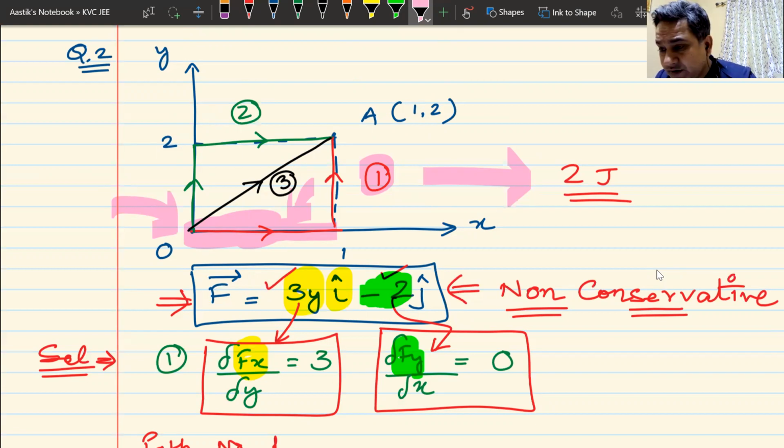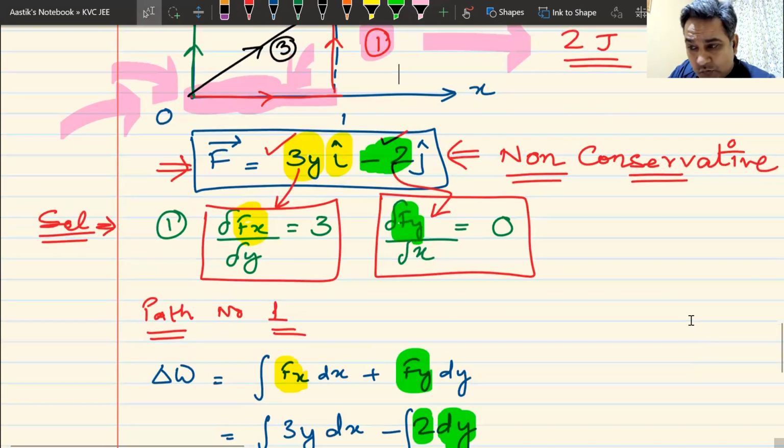What is the value of y here? The value of y here is 0. What is the value of y here? 2. So y has to vary from 0 to 2. What about x? What is the value of x here? 0. What is the value of x here? 1. So x has to vary from 0 to 1. As simple as that.